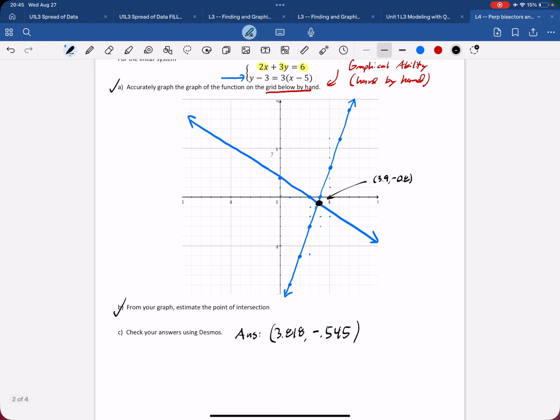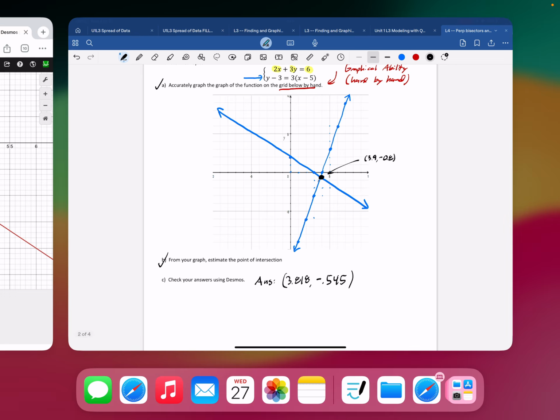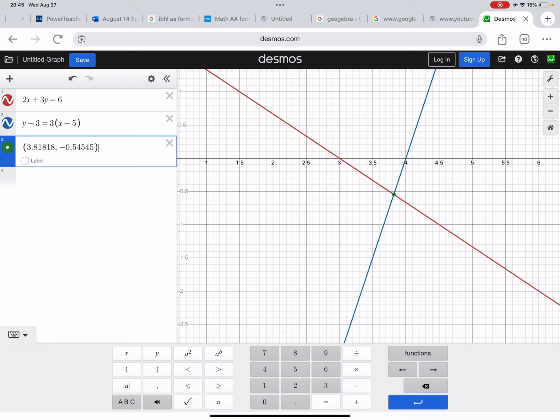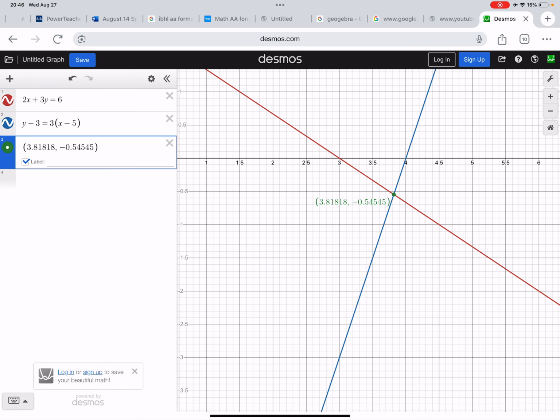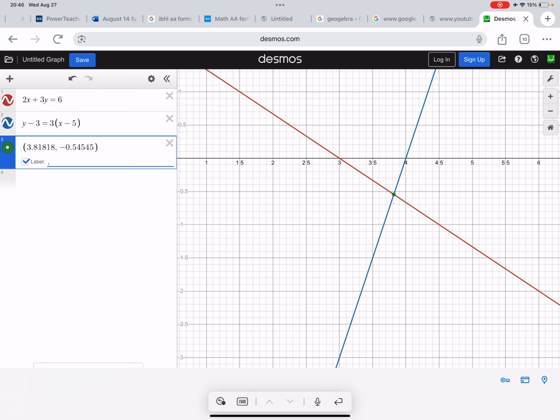Desmos is super useful, right? And what I really like, guys, a couple things is, I don't think I can laser point on here, but you can see, you can just put the equations in and you don't have to have y equals. And then you can mark, you can even label, you can call the point whatever you want.